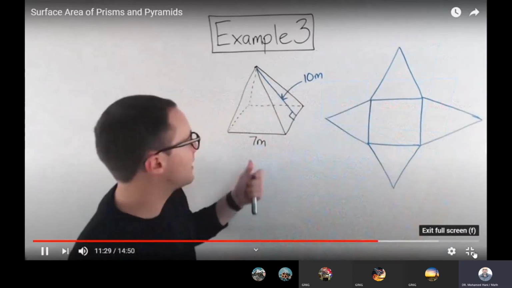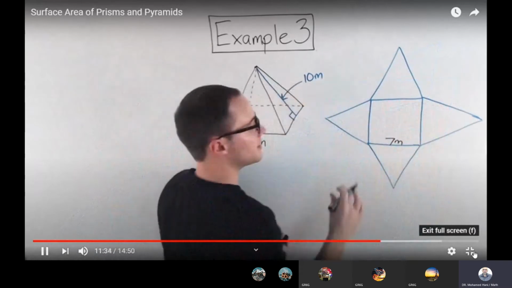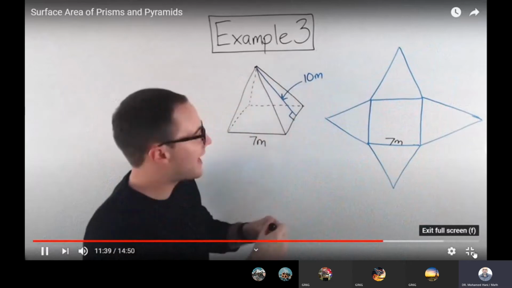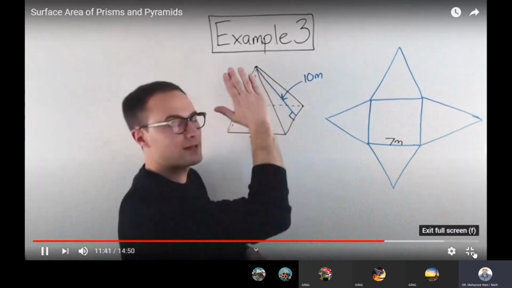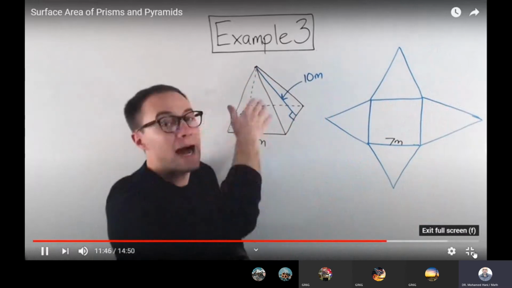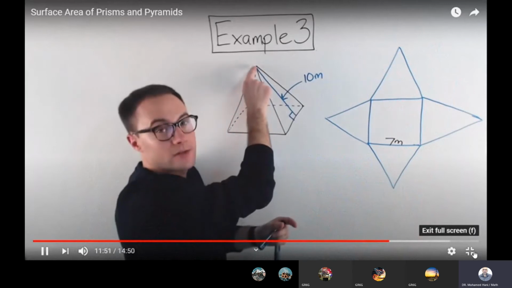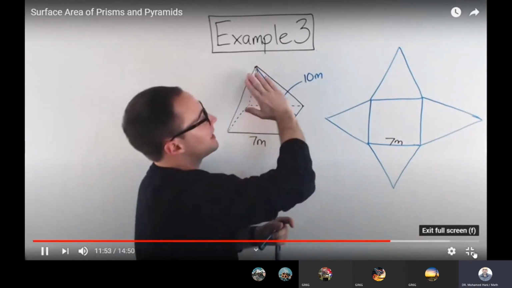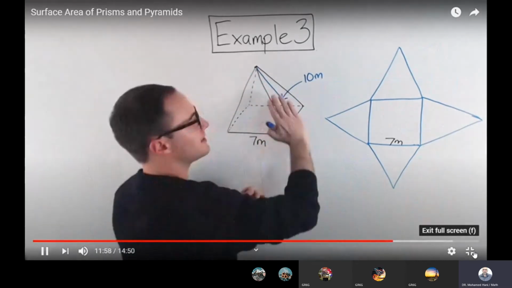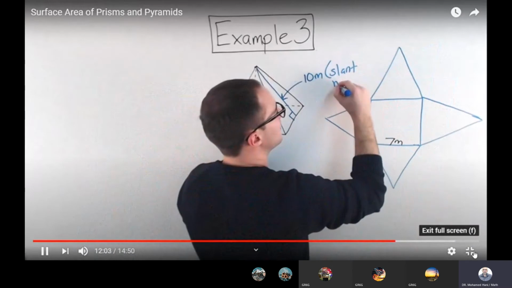Okay. Now let's add in some length. So that's going to be 7 meters, 7 meters, 7 meters, 7 meters. It's a square. Now here, this 10 meters, notice it's on the surface of the triangle itself. It's not inside. It's not the height of the pyramid, right? The height would be coming from the base all the way to that vertex at the top. Instead, it's the height of the triangle here. It's on this slant. It's called the slant height.